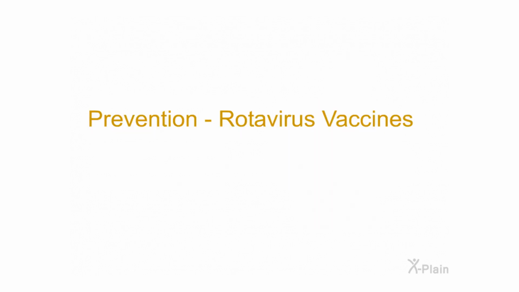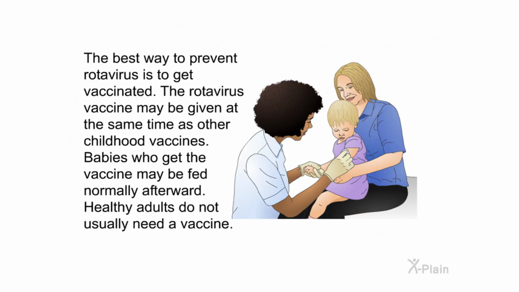Prevention. Rotavirus vaccines. The best way to prevent rotavirus is to get vaccinated. The rotavirus vaccine may be given at the same time as other childhood vaccines. Babies who get the vaccine may be fed normally afterward. Healthy adults do not usually need a vaccine.